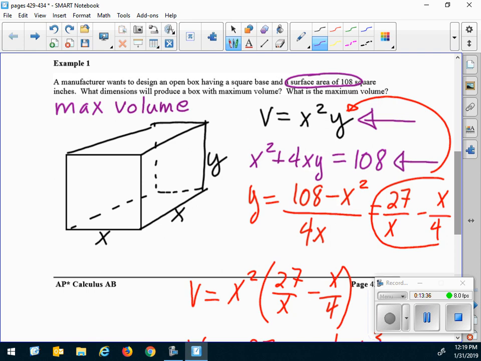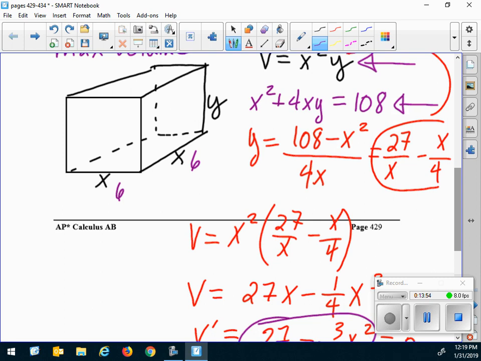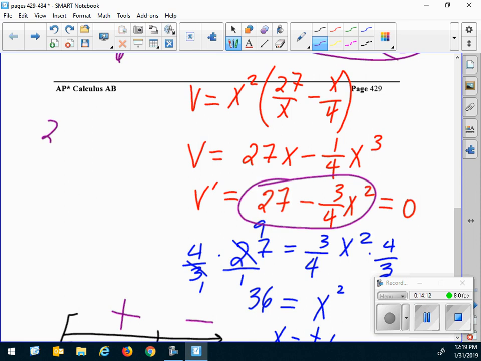What dimensions will produce a box with a max volume? We got x equals 6. So what dimensions will produce a max volume? 6 by 6 by what? Plug it back in where? Look right here. I'm going to plug it back into that surface area. 27 over 6 minus 6 over 4. Will that simplify?